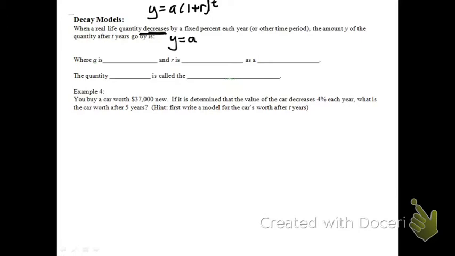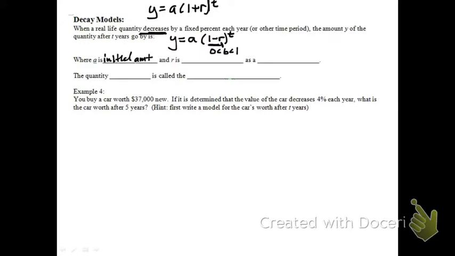You still start with your initial amount a, and instead of 1 plus r, we're taking away that percent from 1 to make it decrease: 1 minus r to the t power. Now that should make sense because remember, for decay, this base is supposed to be between 0 and 1. And so by subtracting that rate, you're guaranteeing that your base will be a number between 0 and 1, thus making it decay. So remember, a is the initial amount.